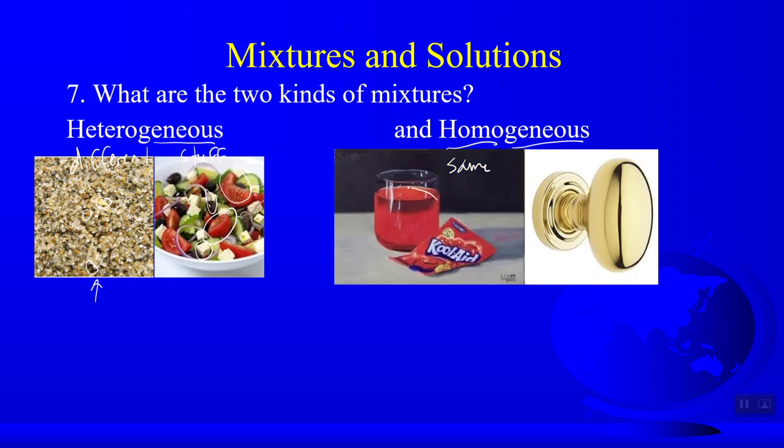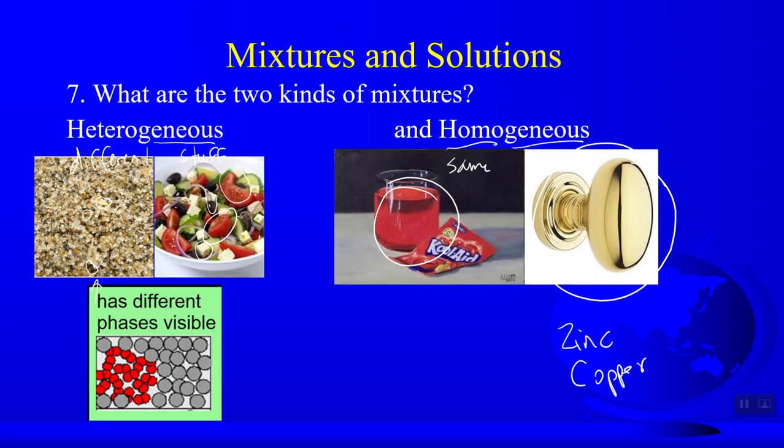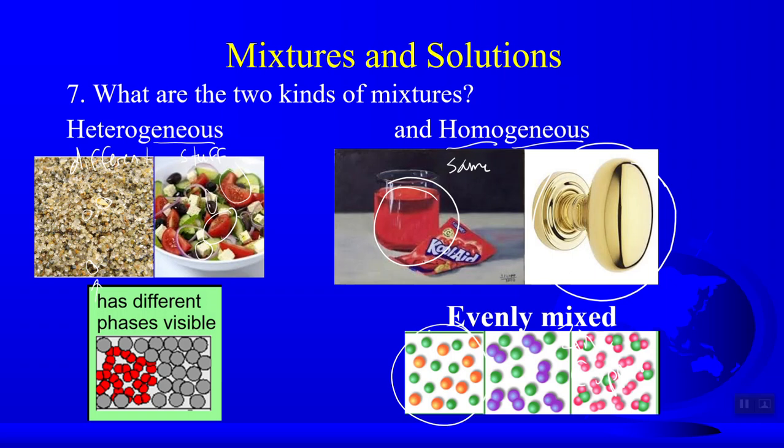But where's the water? Where's the Kool-Aid? You can't tell that. It's all mixed together. It looks like it's one thing, but it's not. This is a brass doorknob, and it is made up of zinc and copper. Can you tell where the copper is? No. Can you tell where the zinc is? No. It looks like one thing, but if you were to look at it under a microscope, then you could tell. So, a heterogeneous mixture has different things visible. A homogeneous mixture is evenly distributed, one in another, so that it looks like it's one thing, but it really isn't.